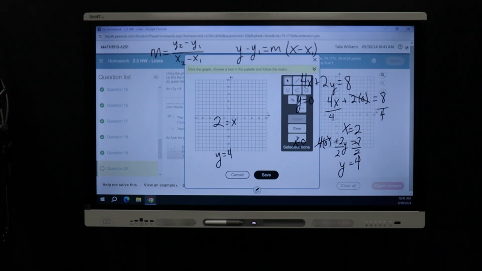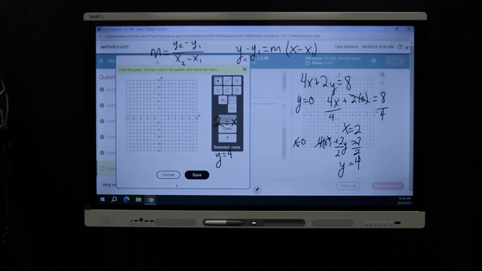Let's see how bad this is. Okay. If I move it over here. Okay. You're graphing a line, so click your line, and then x equals 2 and it's positive 2. And then y equals 4, and it doesn't matter if you do y first or x first. You'll still get it. So y is 4, x is 2.